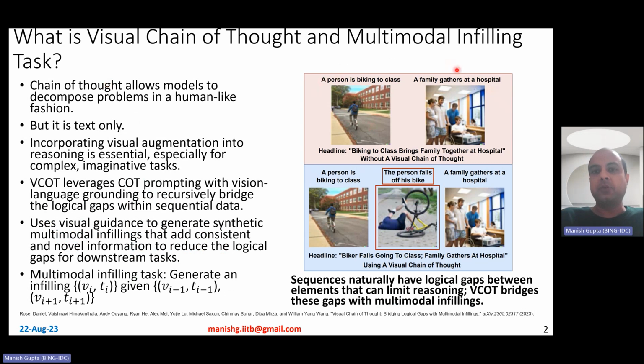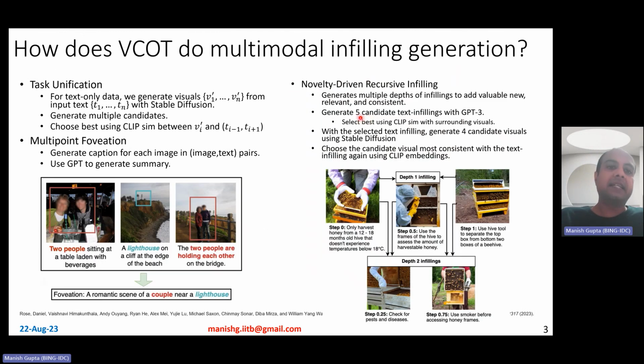So it has two steps in the process, and they are both multimodal in the sense that you have an image and you have a text. So for text-only tasks, you need to also bring in images, so that you can then do multimodal infilling. So the first step is: if it is a multimodal task, then you don't need to do anything. But if it's a text-only task, well, you generate visual information.